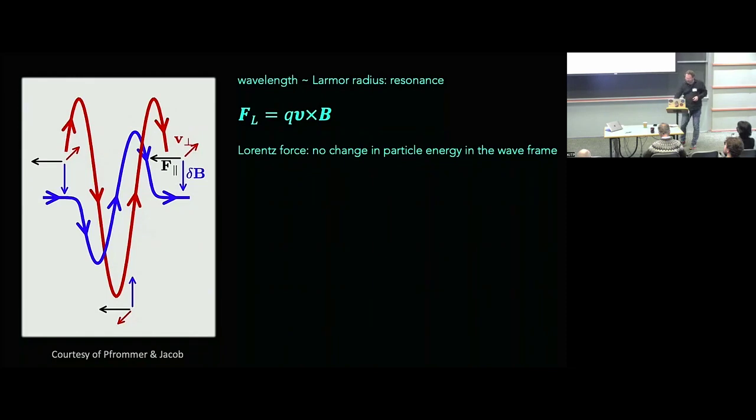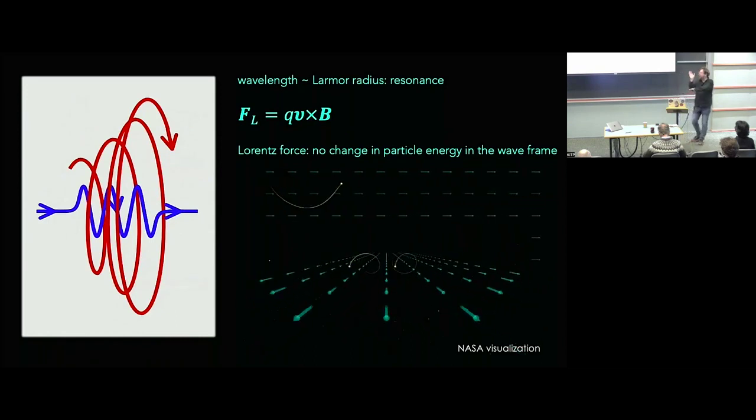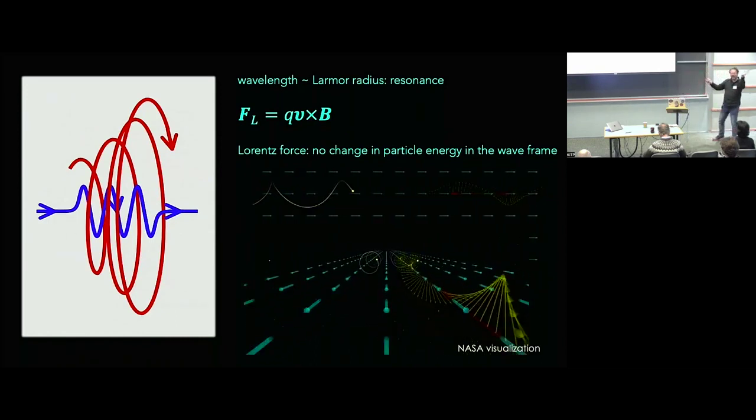And so people have been discussing this process. In this case, you don't change the energy of the particle, but you can change the pitch angle, the angle between magnetic field and velocity, and you can scatter particles in pitch angle.